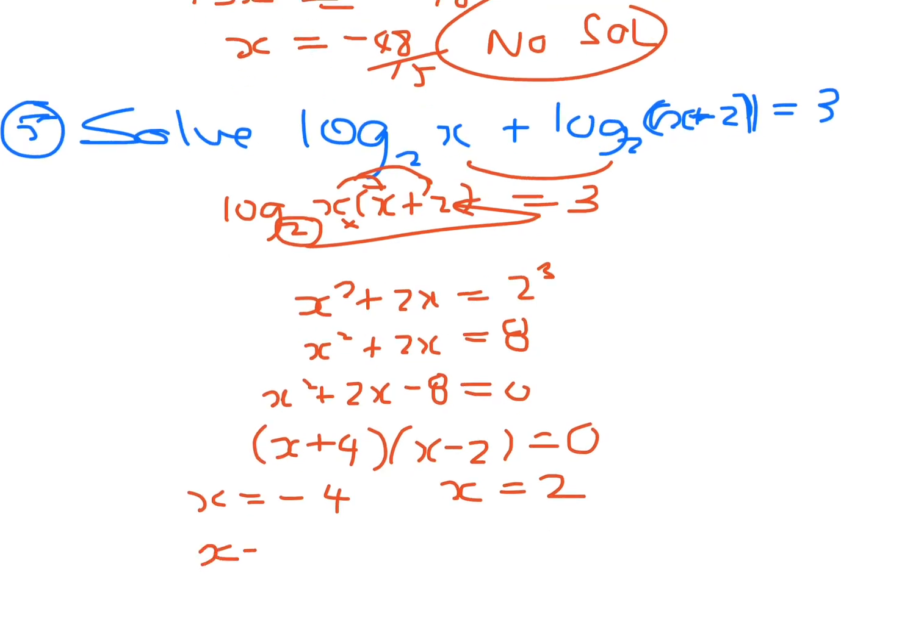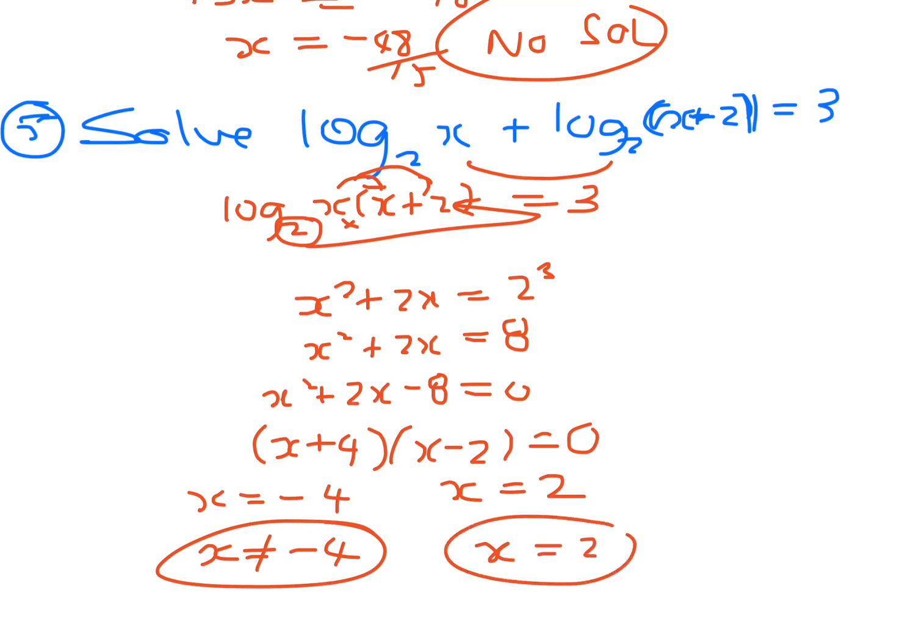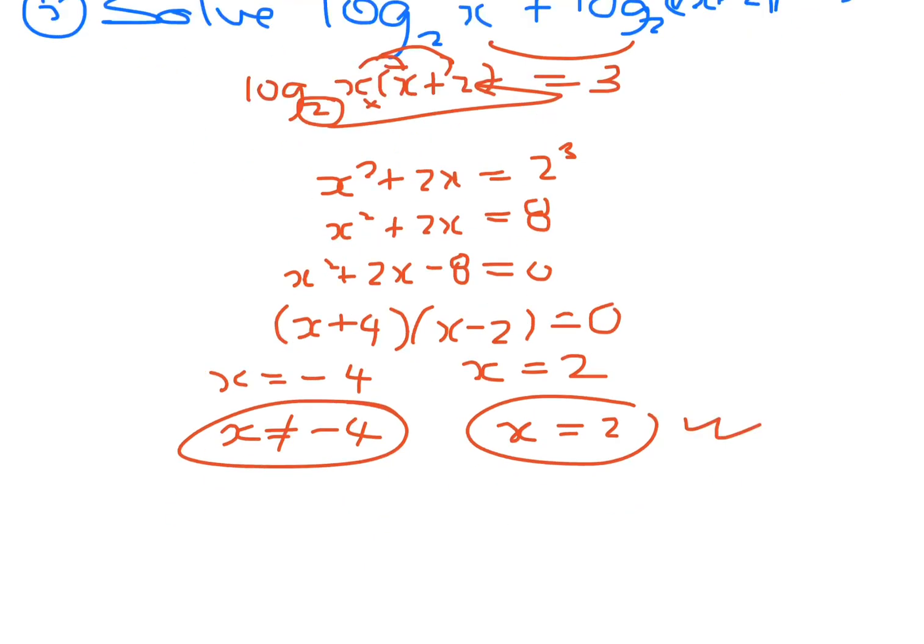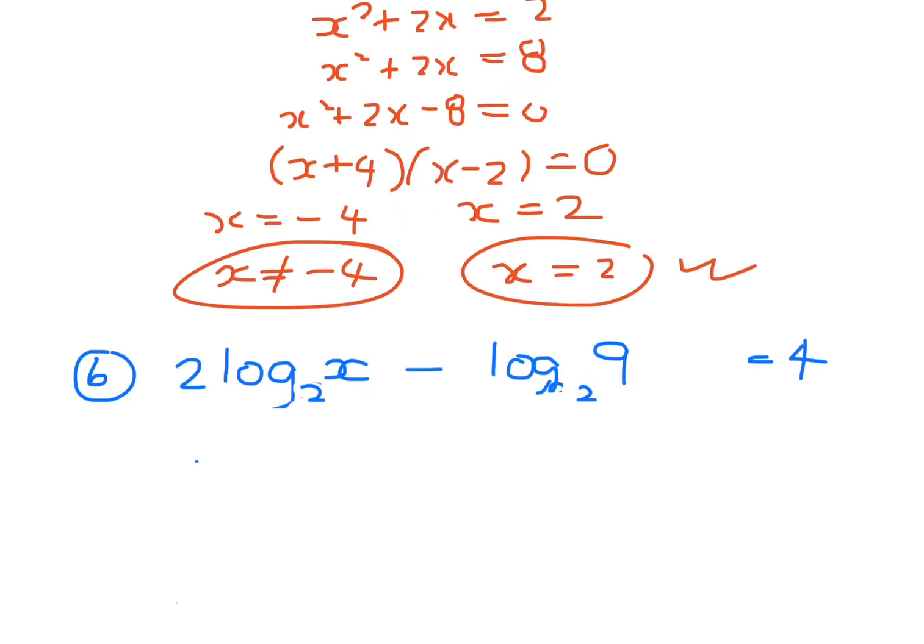Now, you've got to reject the minus 4 one because you can't find the log of a negative. But if you put in x equals 2, that one would work. So that would be your solution.